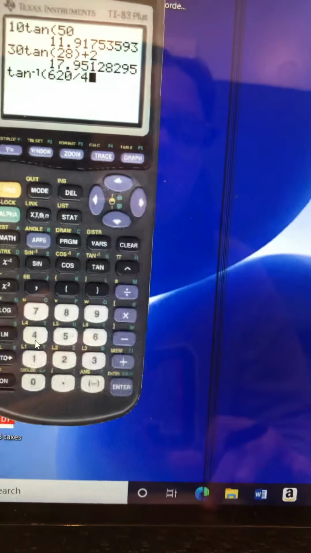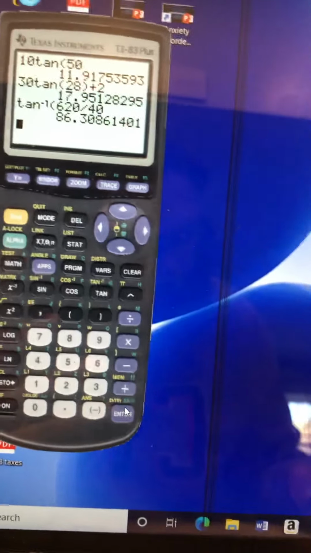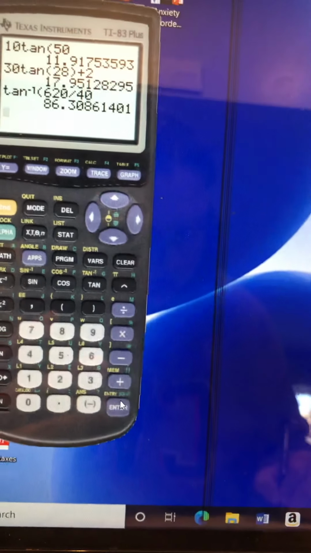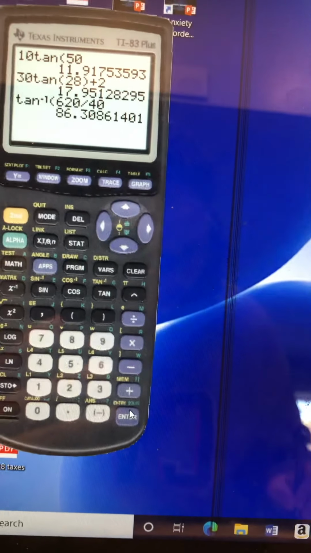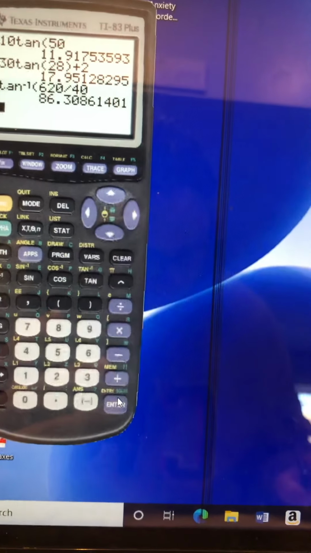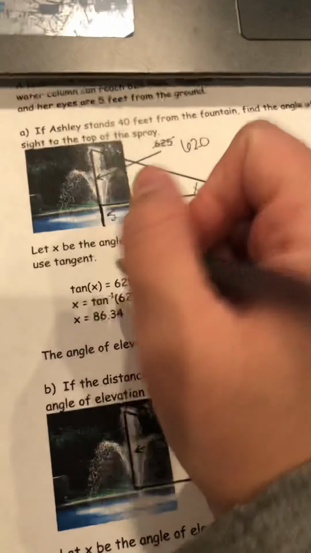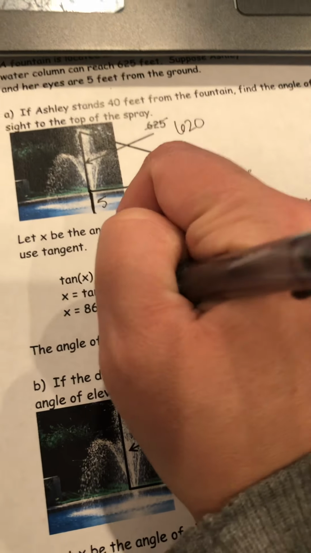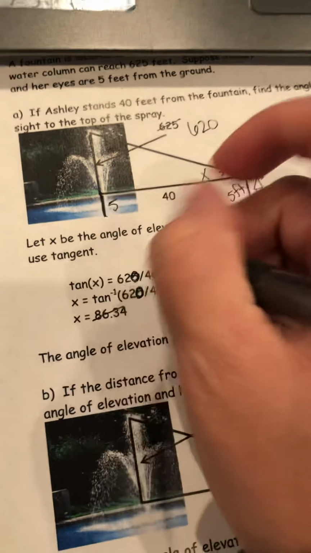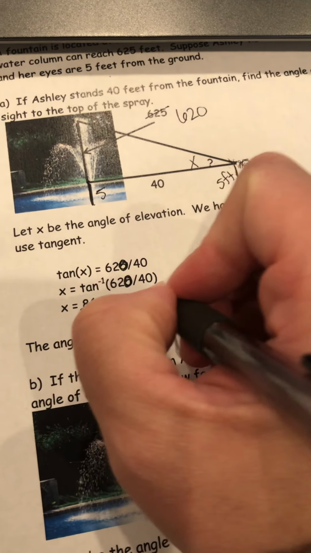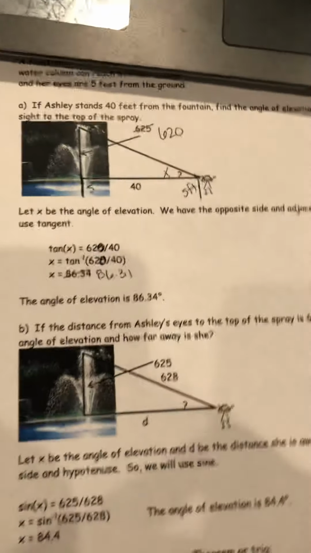So it's 86.3. It doesn't really change much because you're just 5 feet off the ground, but it's 86.31 degrees. Like I said, I need to fix this because she's 5 feet. I completely ignored that. I was doing it at ground level, so this is 86.31. I'll get that changed and post new notes.